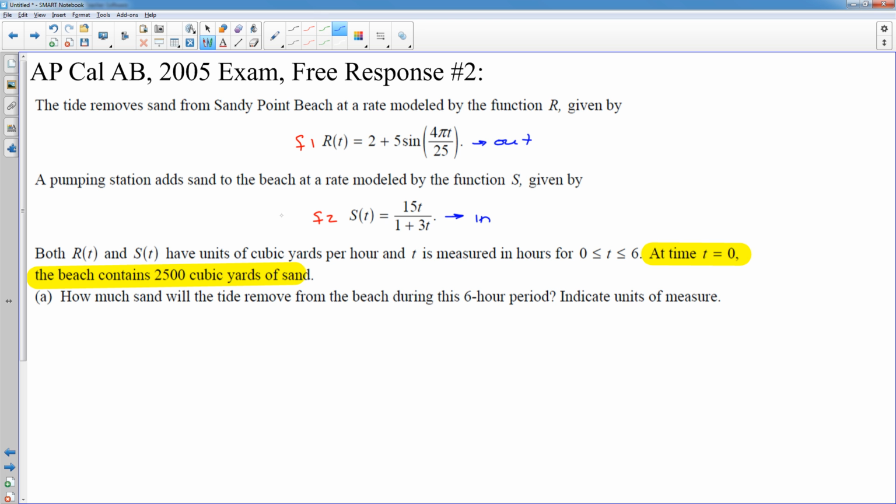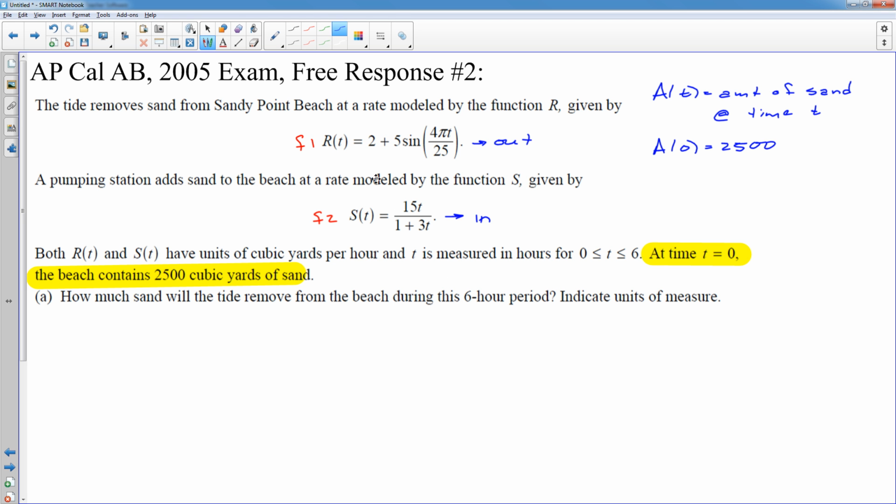Now they have not yet defined the function for the total amount of sand, so I'm going to go with my standard A of t. I'm going to let A of t equal the amount of sand, the actual amount, not the rate that is changing, but the amount of sand at time t. And the initial condition they've given us is that A of 0 is equal to 2,500.